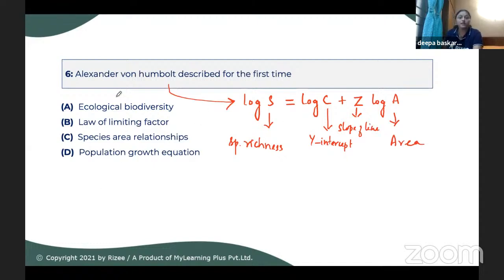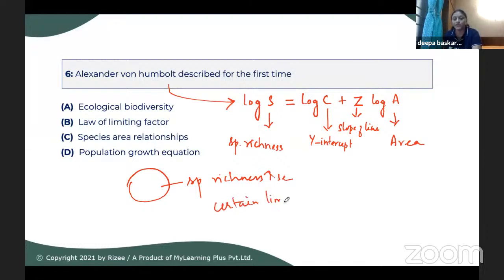Based on this biologist, if you increase the area, automatically the species richness will increase. That is the concept, okay? But up to a certain limit, you have to remember. Up to a certain limit, if you increase the area, the species diversity will also increase. That is called the species area relationship, proposed by Alexander von Humboldt.